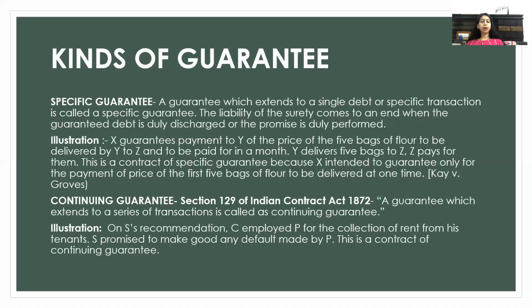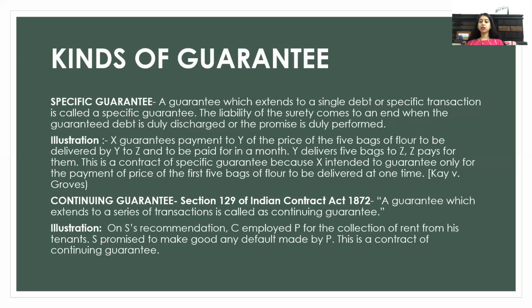Take an example for that. X guarantees payment to Y of the price of the 5 bags of flour to be delivered by Y to Z and to be paid for in a month. Y delivers 5 bags to Z. Z pays for them. This is a contract of specific guarantee. जो कहाँ तक limited था? सिर्फ उन 5 बैग आटे के डिलीवर होने तक ही लिमिटेड था. Because X intended to guarantee only for the payment of the price of the first 5 bags of flour to be delivered at one time. And the same was held in the case K versus Cruz.